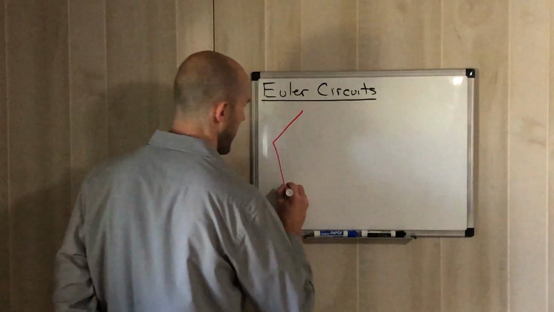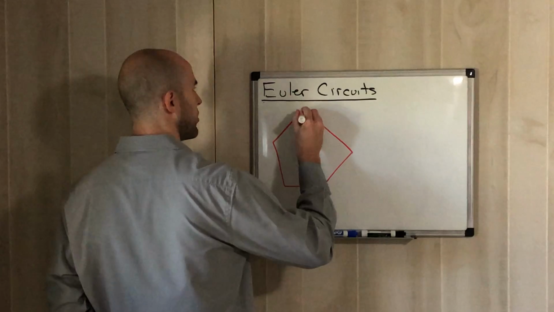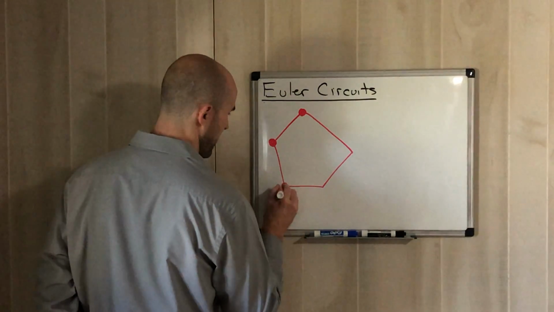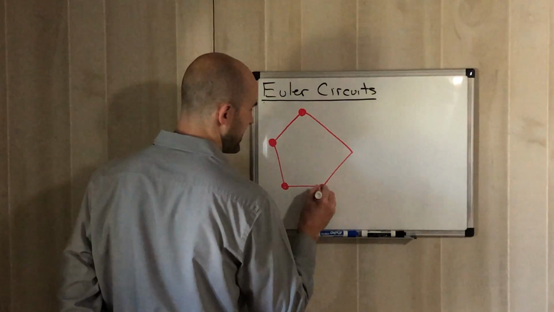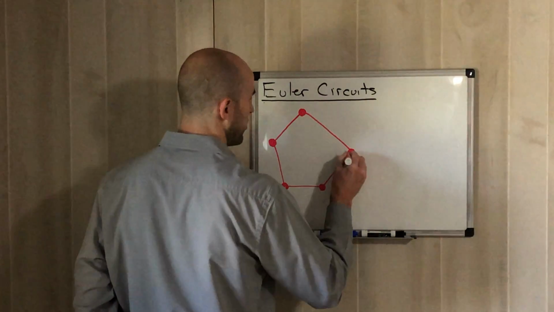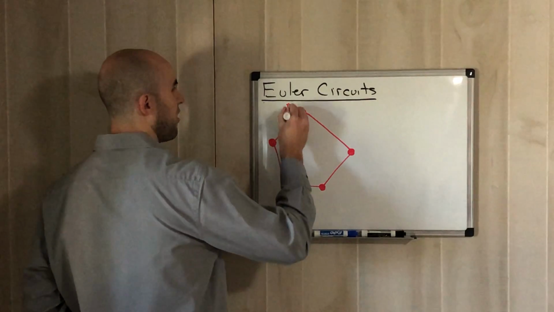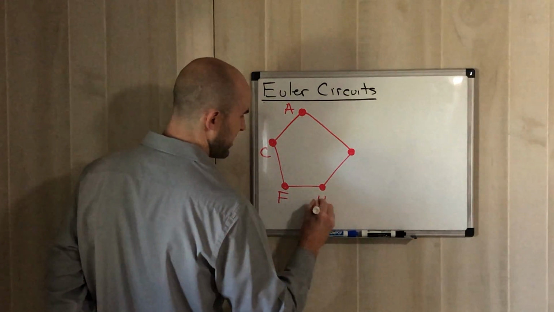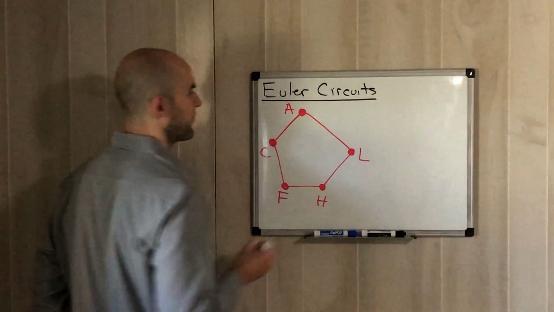So let's go back to this, because the goal is always to figure out: is it possible? Can I actually do this? And it's a lot easier to figure out whether you can do this before you even start. So let's call this A, let's call this C, let's call that F, let's call that H, let's call that L.